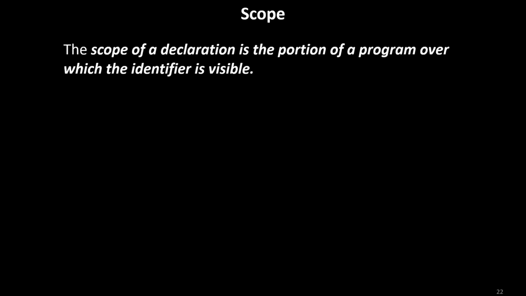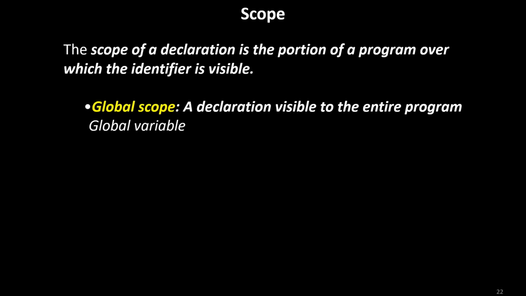The scope of a declaration is the portion of a program over which the identifier is visible. So we typically talk about two different types of scope, and the first one being global scope. Its declaration is visible to the entire program. And you can see here I've got int n in a global position above main. So the entire program can actually see that inside of main.